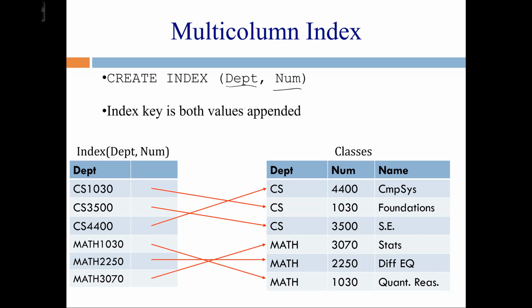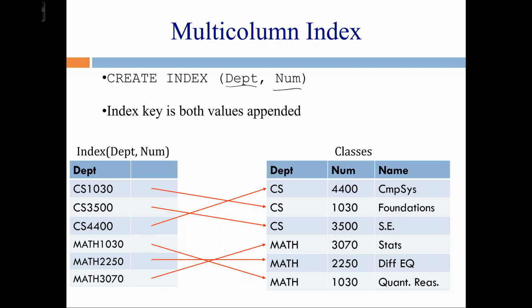So how does that work? How does it actually build an index on two things? Well, what it does is it just appends them together. So here is the key for one of the rows in this index. It's just the string CS and then the string 1030 appended to it. So since one of them was a string, it'll take the other column and convert it to a string and just concatenate them together.